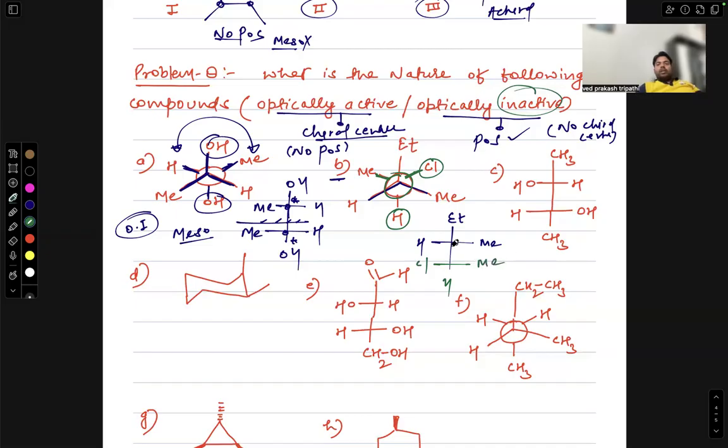So now you can see we have two chiral centers. Any plane of symmetry? Tell me everyone, any plane of symmetry? No. If you don't have a plane of symmetry, it means it would be optically active. So this is optically active. Any doubt?